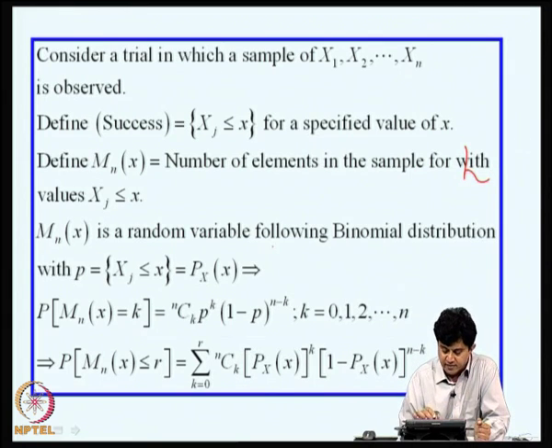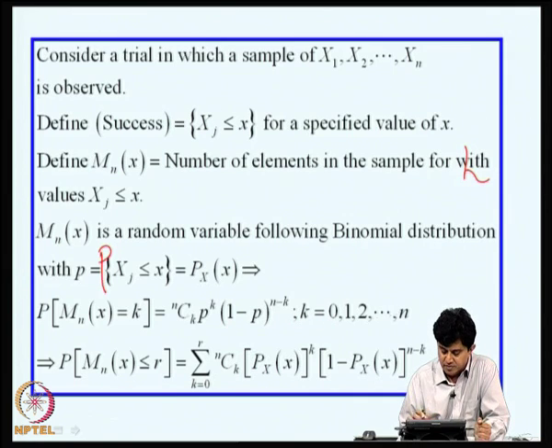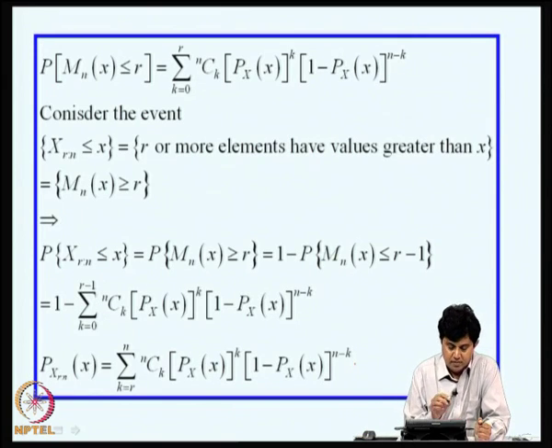Now Mn of x is a random variable following binomial distribution with p equal to probability of xj less than or equal to x, which is Px of x, and following that I get probability of Mn of x equal to k is the binomial distribution nCk p to the power k, 1 minus p to the power n minus k, k running from 1 to n. Probability of Mn of x less than or equal to r is given by this summation, and I get Mn of x less than or equal to r is this.